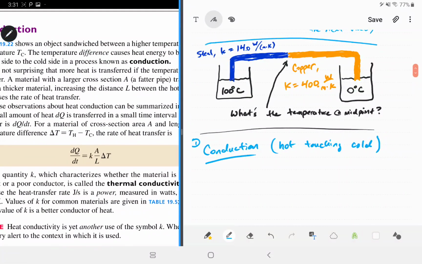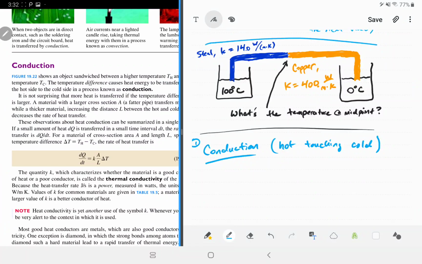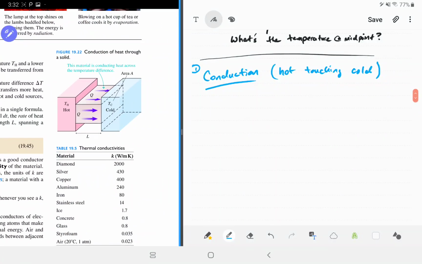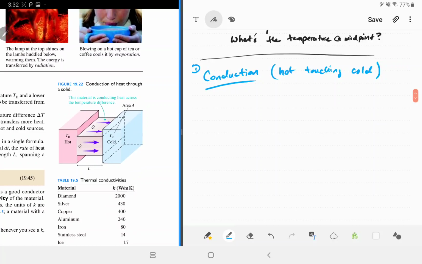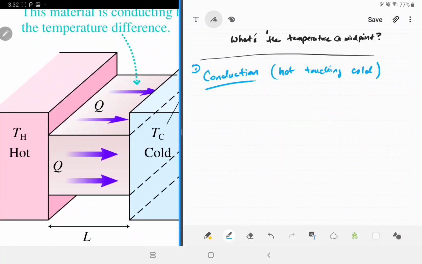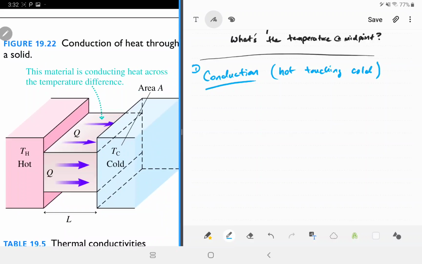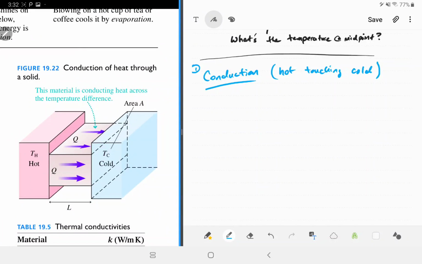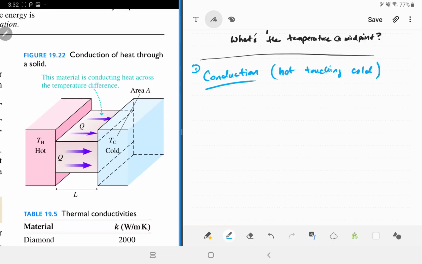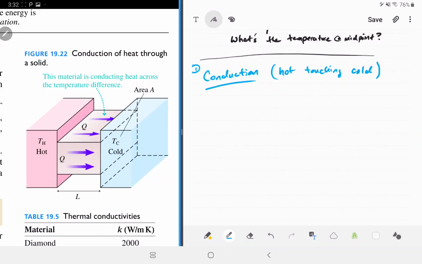I want to motivate this equation right here. So maybe with this picture right here, we have a hot thing and a cold thing and something in between, so some slab of material. This material is conducting heat across the temperature difference. So as long as it's uniform like this, it's going to be a very gradual transition from hot to cold. So if it's 100 degrees C on the left and 0 degrees C on the right here, the midpoint should be 50 degrees C, as long as the cross-sectional area of this slab doesn't change. And 1/4 of the way, it'll be 75 degrees C. 3/4 of the way, it'll be 25 degrees C.